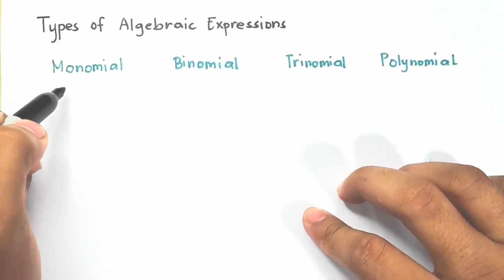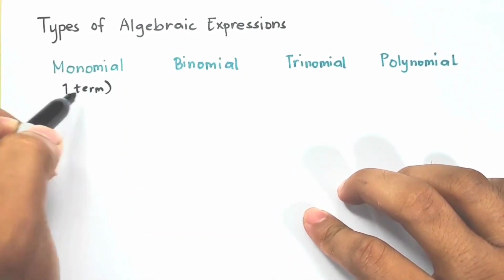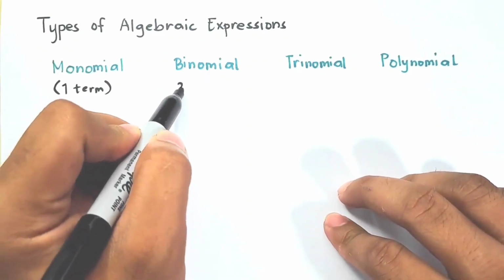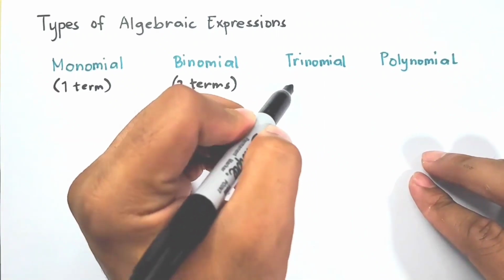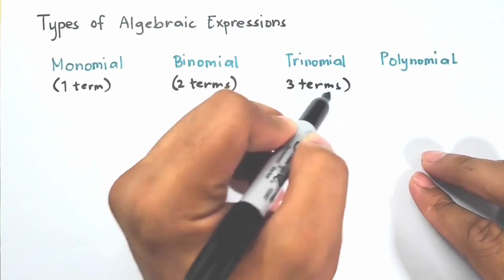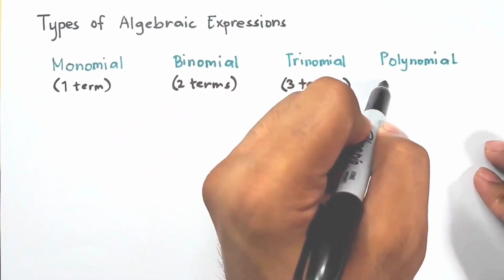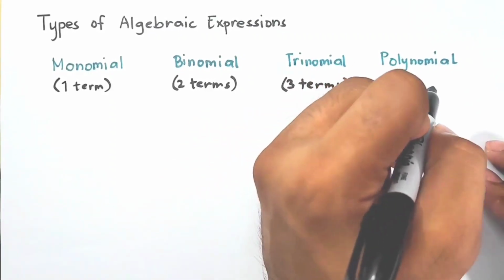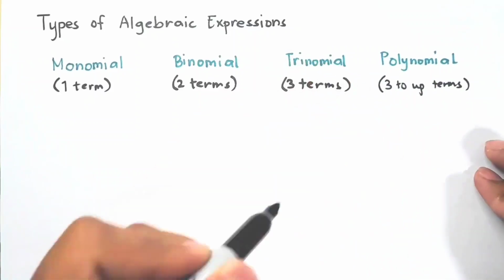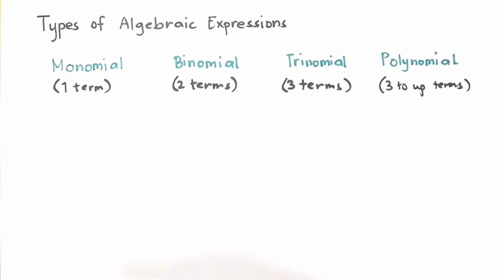Here, for the monomial, meron tayong one term. Kapag binomial naman na pag-usapan, we have 2 terms. Kapag trinomial, 3 terms. Kapag naman polynomial, 3 to up or 3 or more terms. So for you to visualize well, parang sa intindihan mo, ano ibig sabihin ng monomial, binomial, trinomial, and polynomial, I will give you 2 examples for each type of expression.